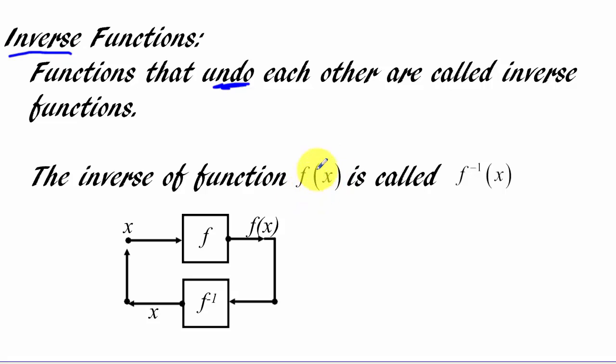So our terminology, if this is f of x, we use this -1 kind of exponent thing for indicating the inverse function. This is not an exponent. It would be read as f inverse of x.